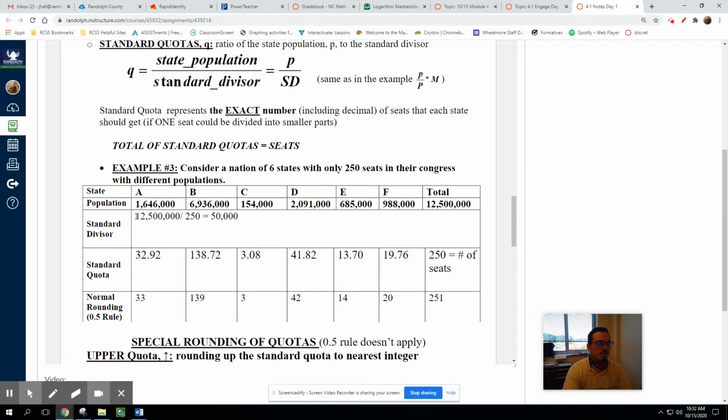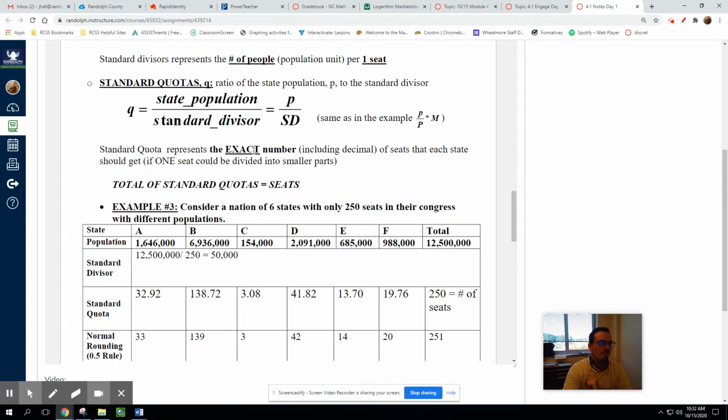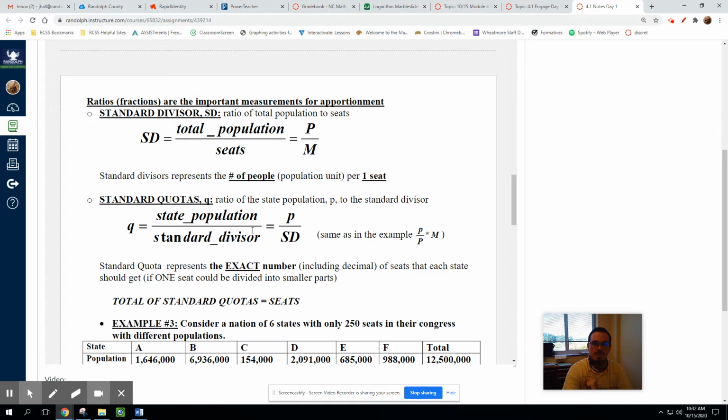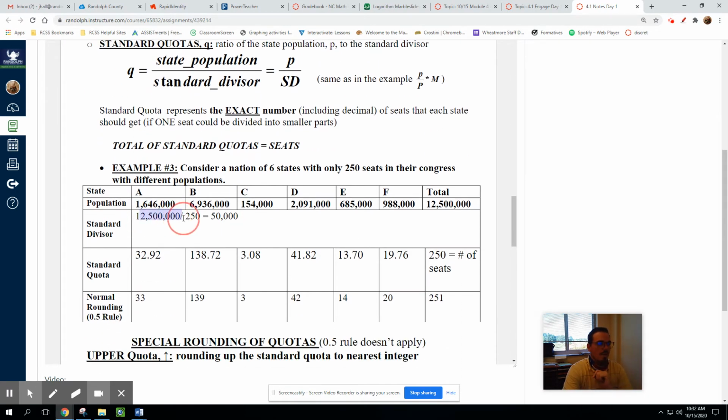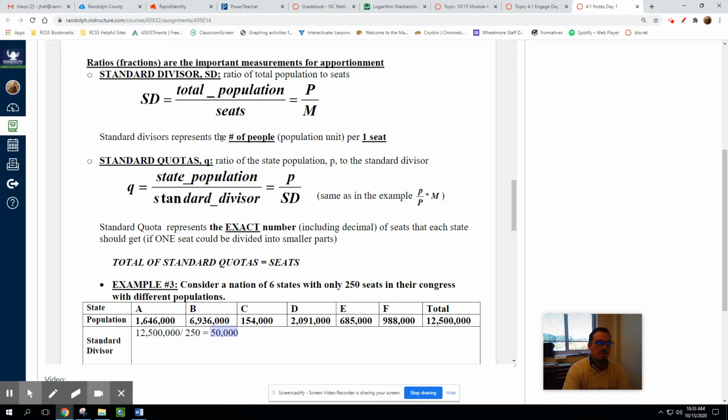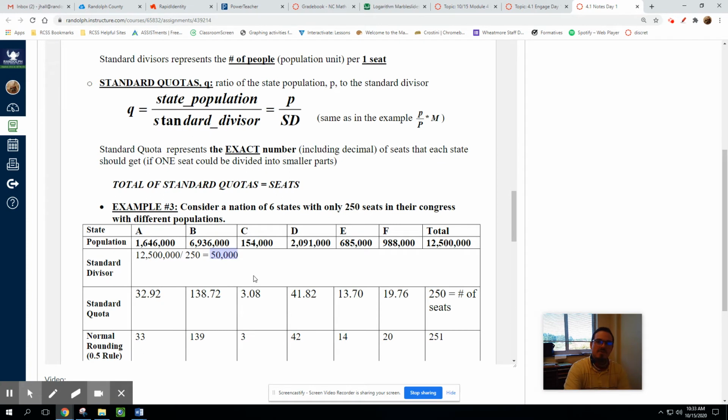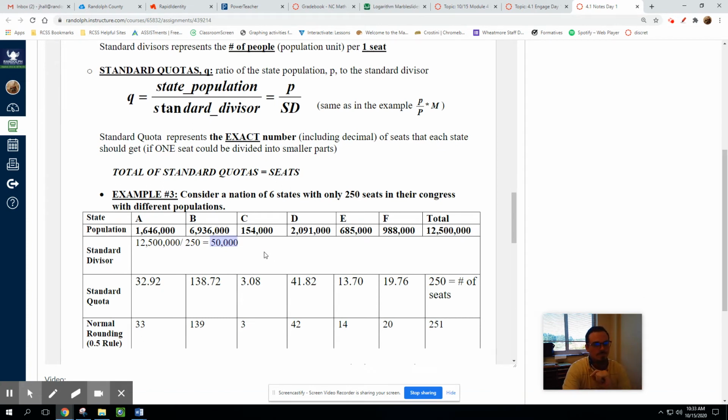So what we need to find first is what the standard divisor is. The way that we find the standard divisor is the total population divided by seats. So we found our total population is 12,500,000. We divide it by the 250 seats that is allotted to Congress. So 12,500,000 divided by 250 gives us 50,000 as the standard divisor. Again, the standard divisor represents the total number of people needed per one seat. So we need 50,000 people to get a seat in Congress here.